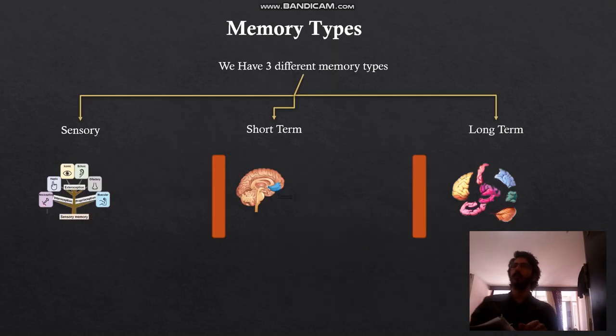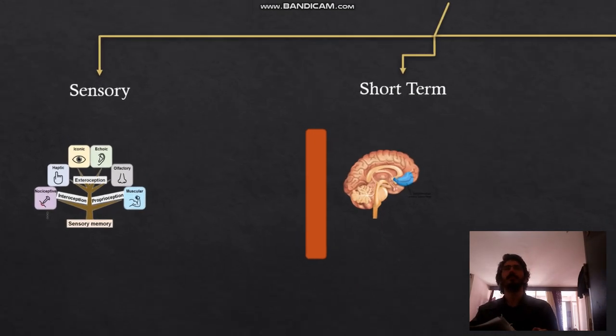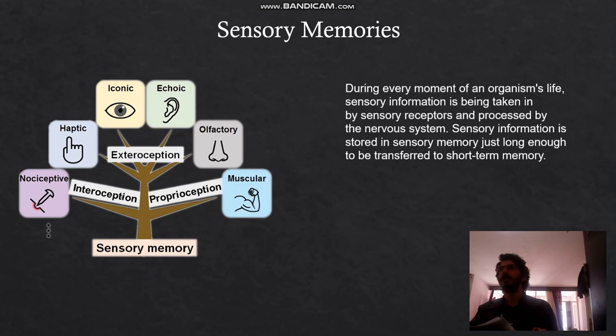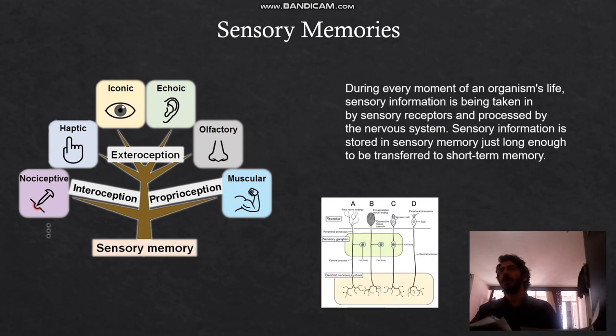We have three different memory types. These are sensory, short-term and long-term memories. Sensory memory is basically the first storage spot for information obtained through sensory receptors. The information is collected from the four receptors shown in the picture and held until it is transferred to short-term memory.